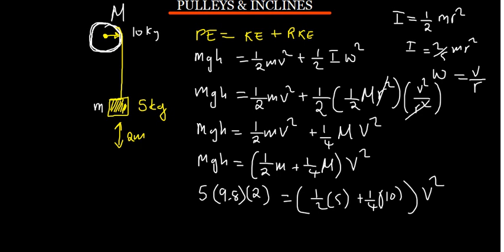5 times 2 is 10 times 9.8, that is 98, and that is going to be equal to, we have got 1 over 2 multiplied by 5, and then plus 1 over 4 multiplied by 10. This is going to give us 5v squared. So to remain with v squared, 98 divided by 5. That will be 19.6. Then we take the square root for us to remain with v.